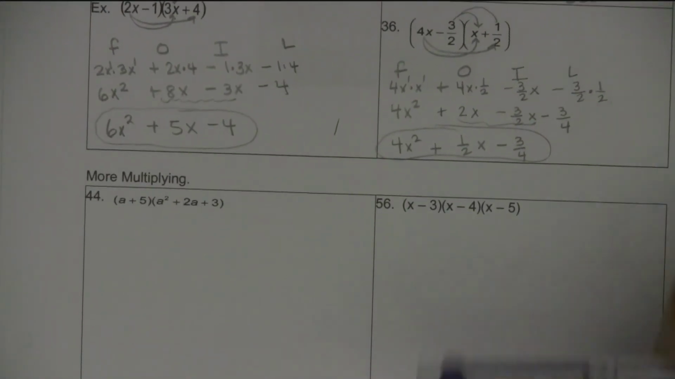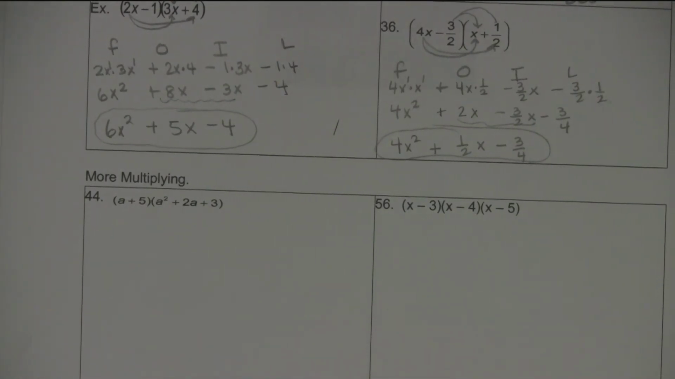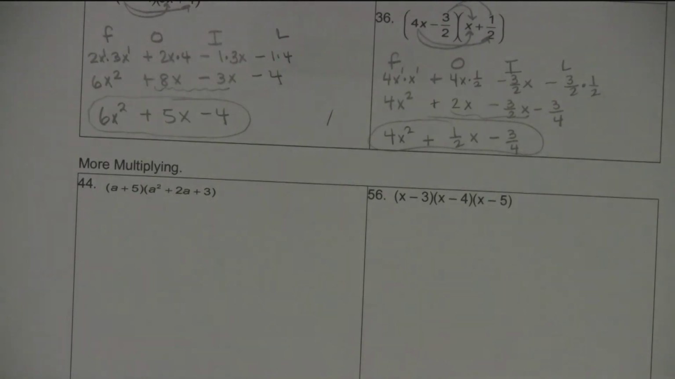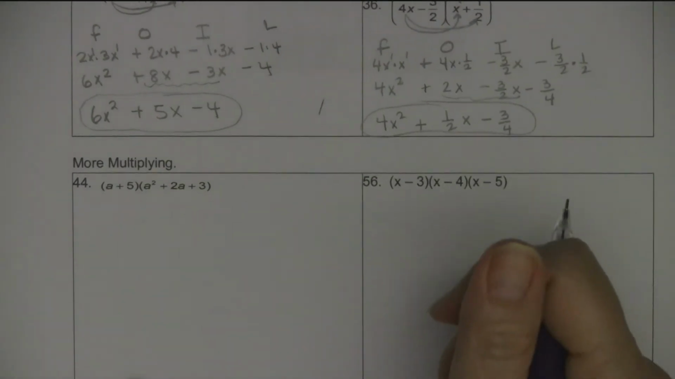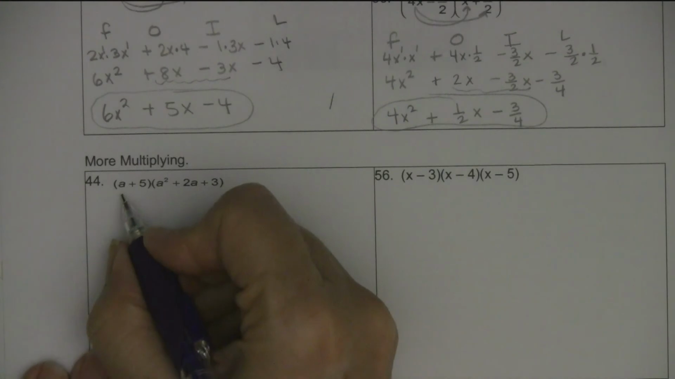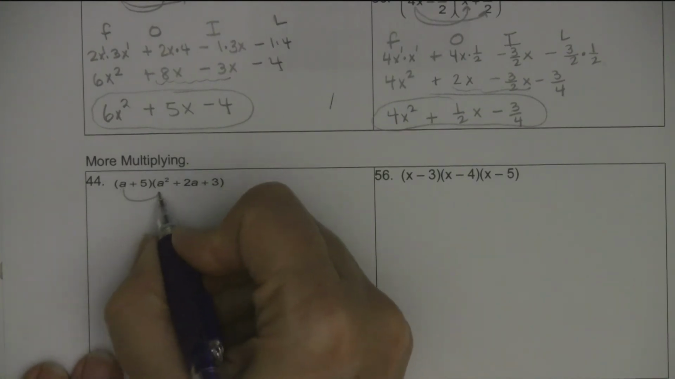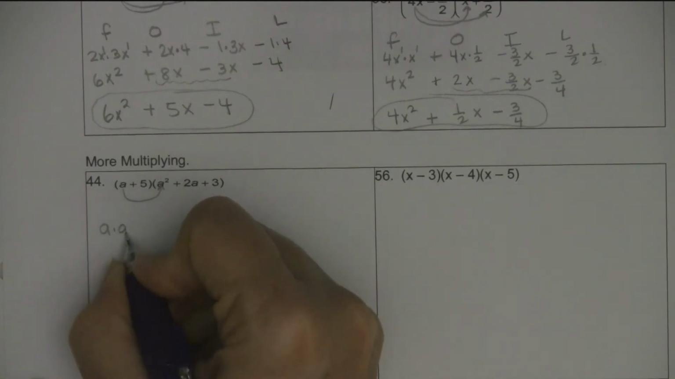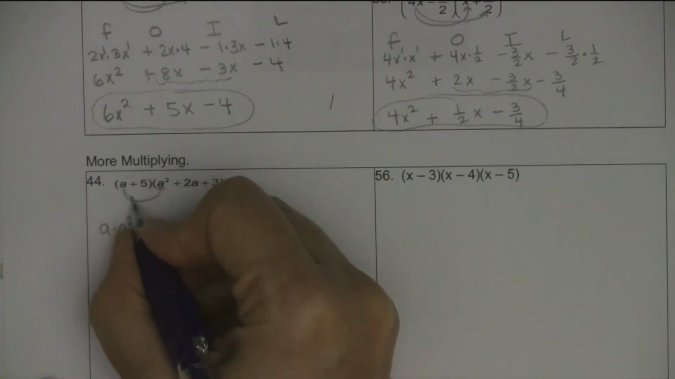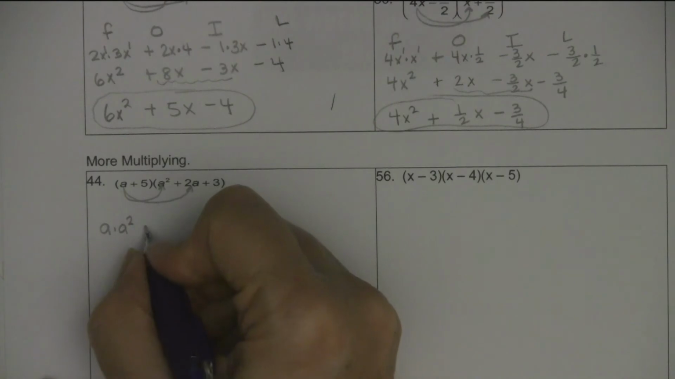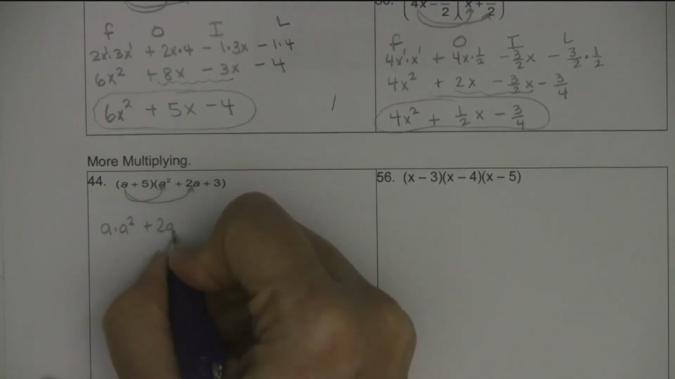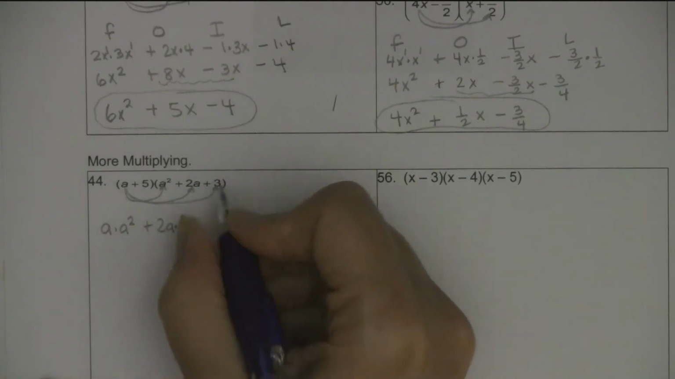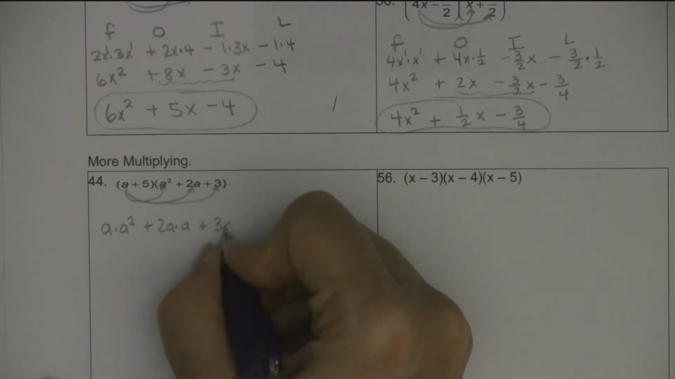And this is more multiplying. This one is a binomial times a trinomial, and it's the same pattern as FOIL. It's the distributive property. You start here and you multiply a times a to the second. I'm going to write that out, a times a to the second. And then you multiply these together, and plus 2 times a, right, times a. And then you multiply these together, plus the number goes first, 3a.